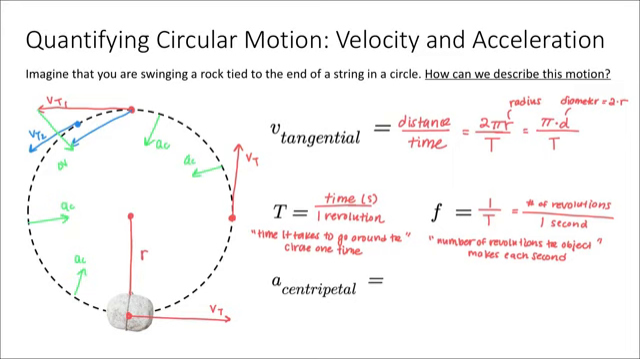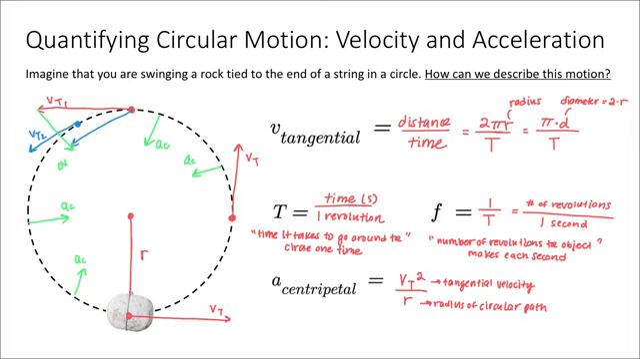Now we can quantify the centripetal acceleration of an object in terms of its tangential velocity and the radius of the circular path that it takes. I'm going to skip the derivation here, but if you'd like to see it, please take a look at the OpenStax physics textbook for a full derivation of the formula for the centripetal acceleration of an object. But for now, the centripetal acceleration of an object can be calculated by taking the tangential velocity of that object squared and dividing it by the radius of the circular path that it takes.